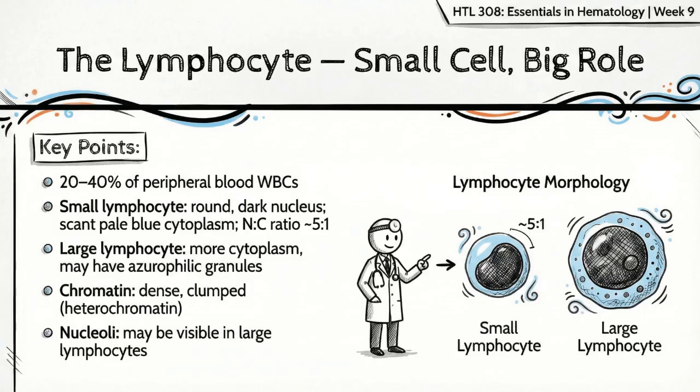Both types have dense, clumped heterochromatin, which is one of the key features that distinguishes them from blasts, which have open, fine chromatin.